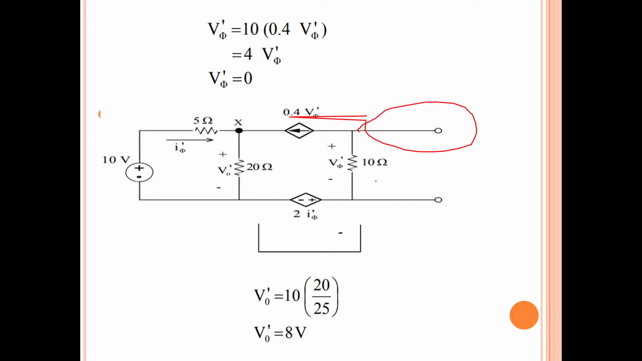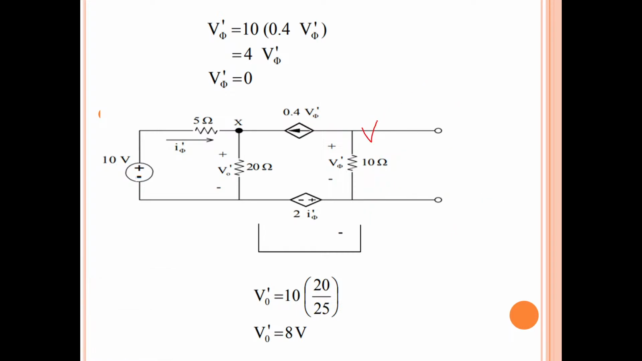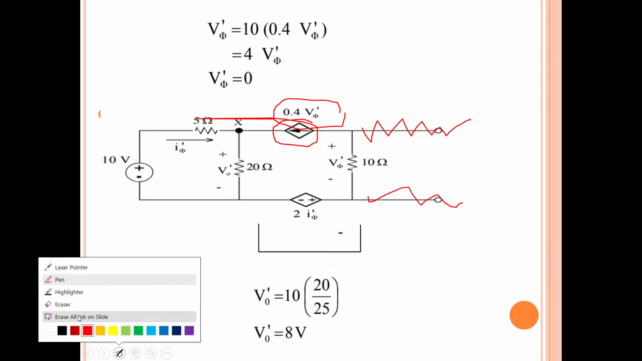This terminal I have mentioned here is open, so it is not there. Even though it is existing, just forget about it. This is also not there. So what is this? This is a current source, a dependent current source, of course. So what is the current in this current source? Is this voltage or current? It's the current value.